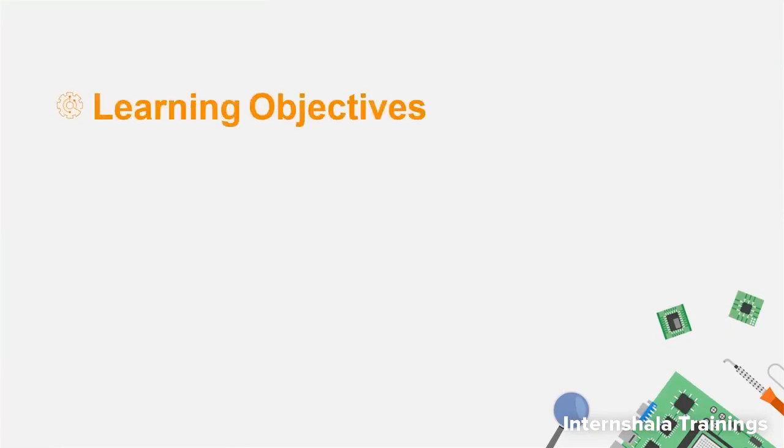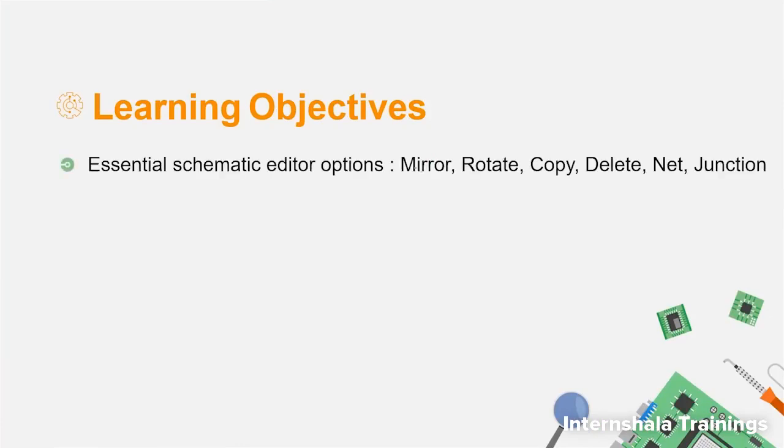In the previous video we completed 4 options, which were Info, Show, Group and Move. In this video we are going to cover 6 more options, which are Mirror, Rotate, Copy, then Delete, Net and Junction. So again I will walk you through each of these options step by step. Now let's start with this video.